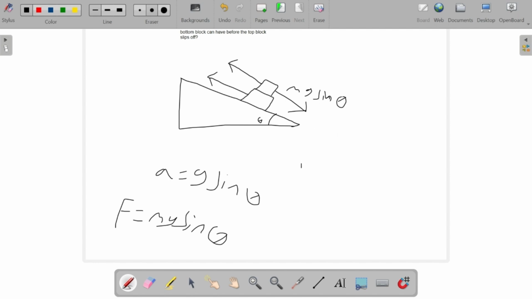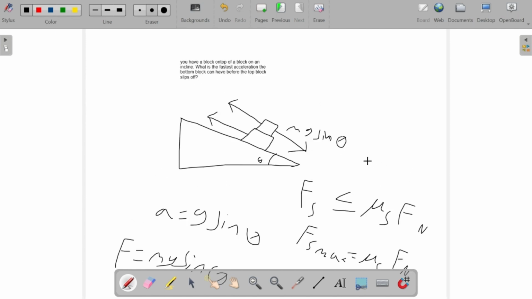And so, remember, Fs is less than or equal to mu s Fn, and Fs max equals mu s Fn. Since we're looking for the maximum acceleration, this is the value we would look for. And so we have to find what Fn is equal to. So that's this value up here.